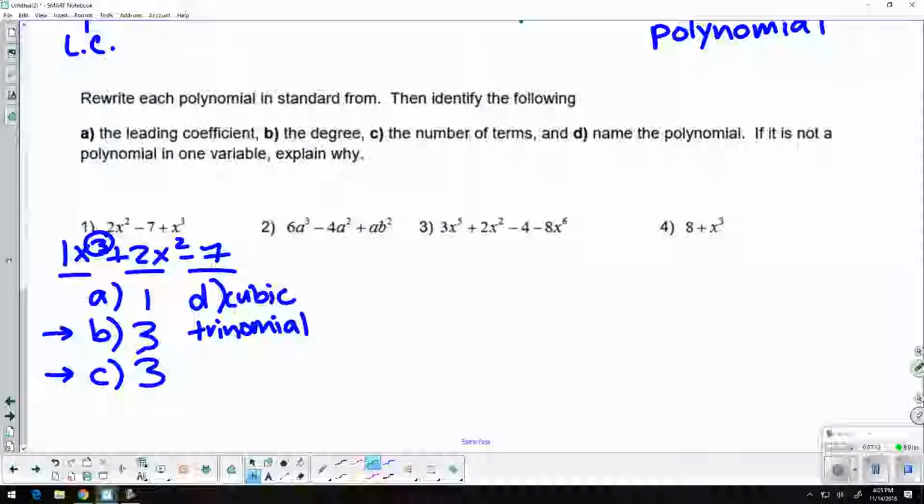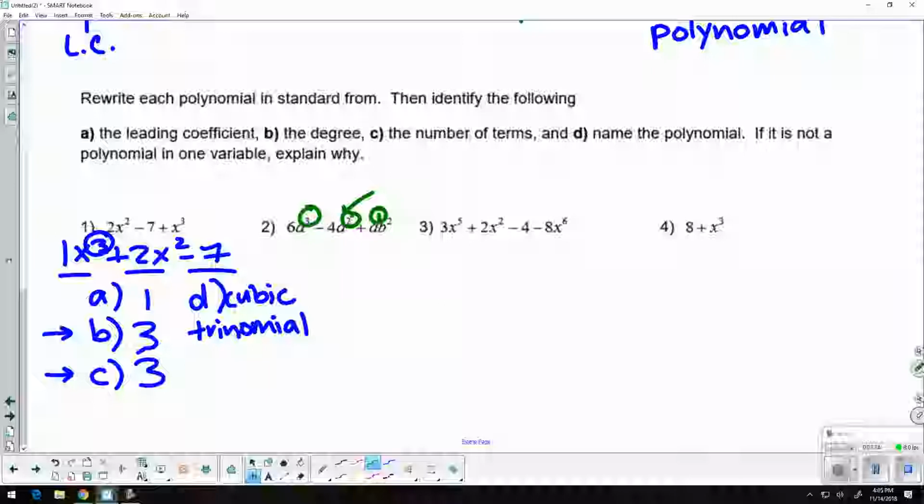Okay, next one. So technically, this is already in standard form. We don't have to adjust anything. It's already good to go. So looking at my degrees, you got the highest one first, the next highest, all the way down to degree 1. So when you have more than one variable like we do here, you want to basically base it off of the first variable.